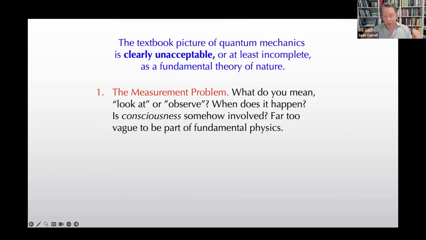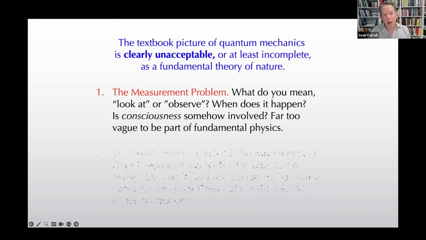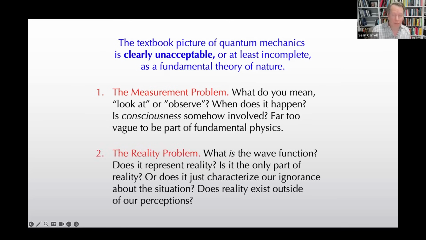There are very grown-up working physicists who have very different answers to these questions. They might individually insist that their answers are right, but the rest of the community does not agree with them, so we don't know what the answer is. That's far too vague to be part of a fundamental theory of physics. The other problem is the reality problem.